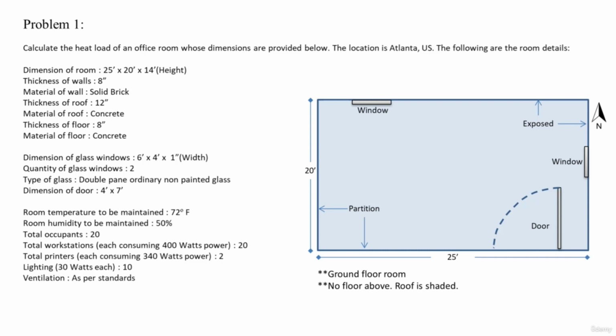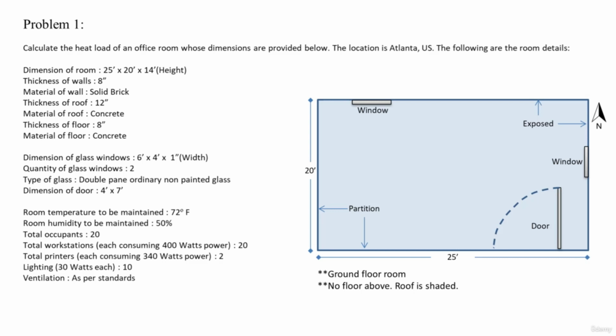The thickness of the wall is 8 inches. The material of the wall is solid brick. The thickness of the roof is 12 inches. The material of the roof is concrete. The thickness of the floor is 8 inches. The material of the floor is concrete. There are 2 glass windows here and the dimension of each is 6 feet by 4 feet and 1 inch thick. The total quantity of glass windows is 2. The type of glass is double pane, ordinary non-painted. The dimension of the door is 4 feet wide and 7 feet height.